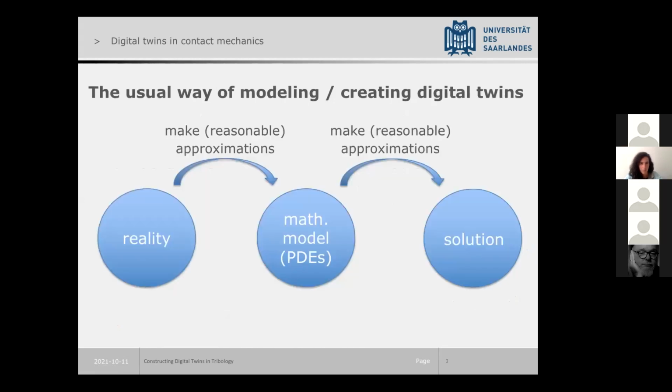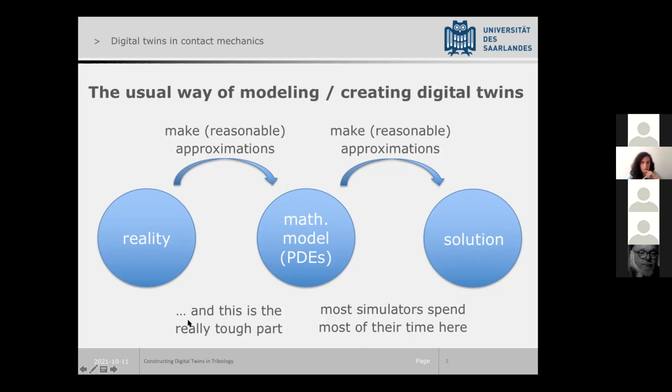So the usual way of creating digital twins is you first have reality, then you make some reasonable approximations. From that, you generate a mathematical model, which for people also working on continuum mechanics is often partial differential equations. And then in theory, or even in computing, we make reasonable approximations to find a solution. And this is basically what most simulators spend most of their time on. But the really difficult part often is to actually come up with a good model that we want to study. And I think this is where the big challenge lies.